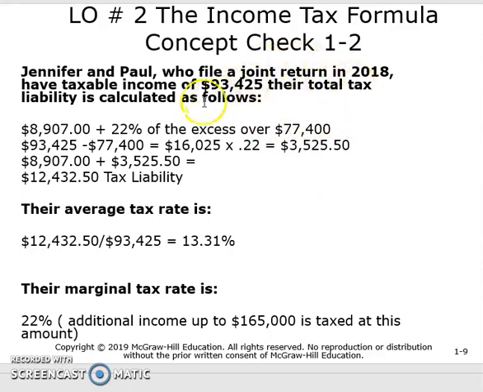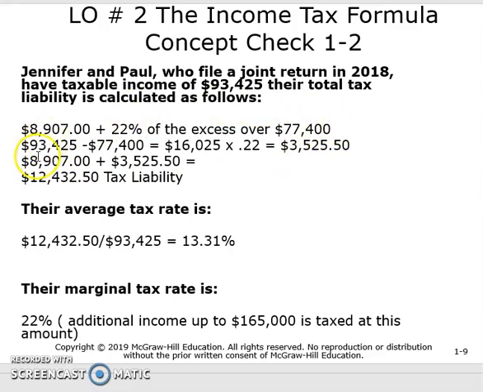So let's go through a quick example. We have Jennifer and Paul who file a joint return in 2018. They have taxable income of $93,425. So their total tax liability is calculated as follows using the tax schedule. Their tax is going to be calculated as $8,907 plus 22% of their excess earnings over $77,400. So the first step will be to find out what their excess over $77,400 will be.